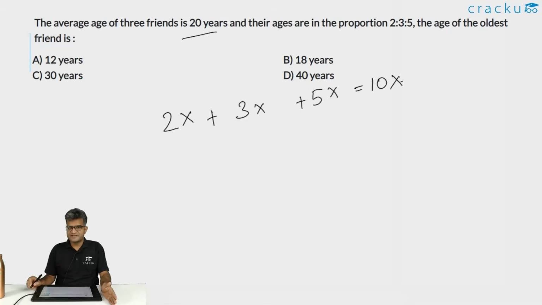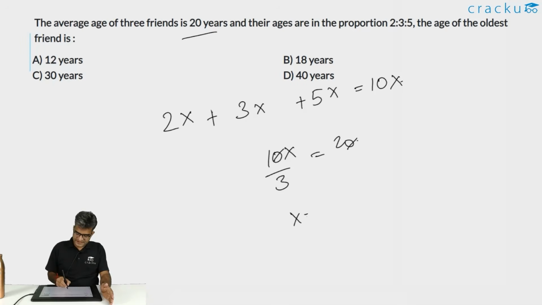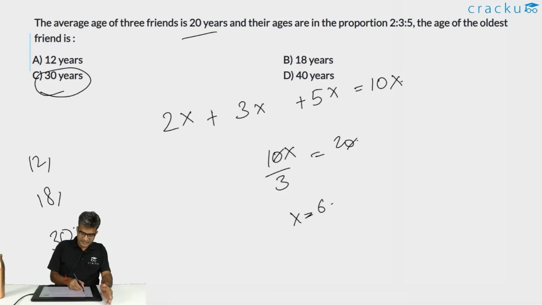So what is the average age of the 3 friends? It will be 10x divided by 3. This we are told is 20. This would imply that the value of x is 6. So the ages of the 3 friends are 2x, which is 12, 3x, which is 18, and 5x, which is 30. So the age of the oldest friend is 30.